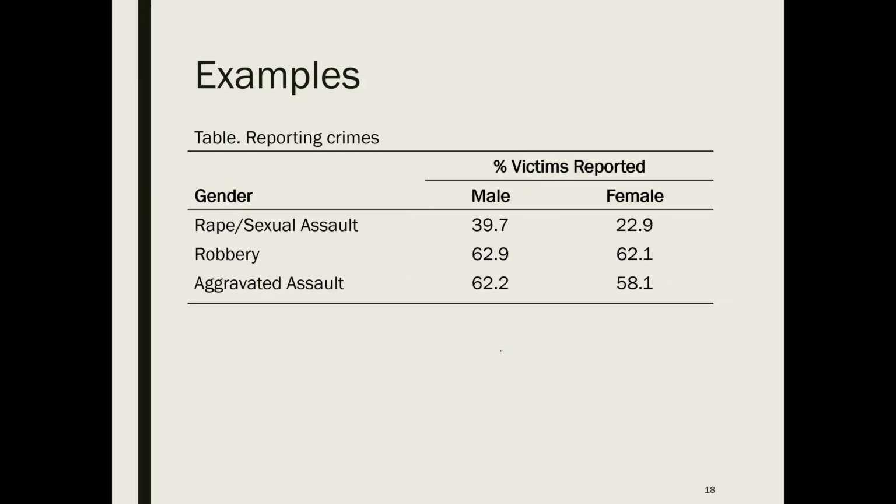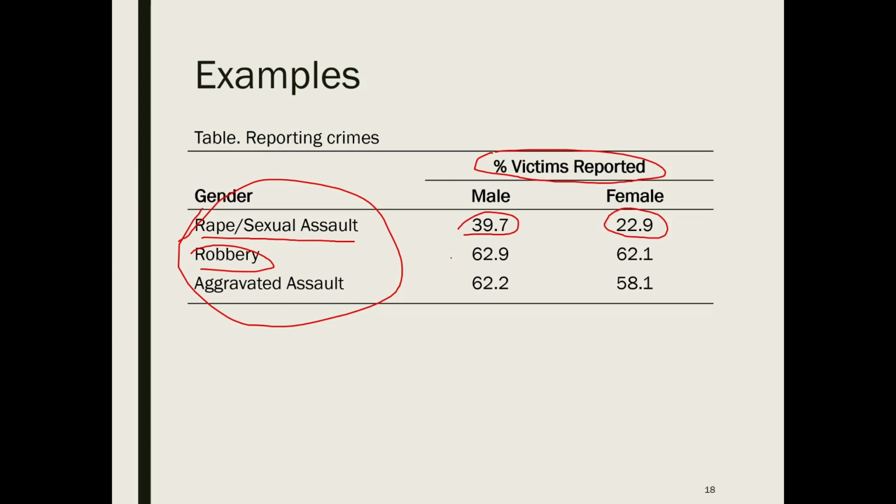Okay. So in this second table, you can see it's about reporting crimes, the percentage of victims who report, based on male, female, and the type of crime, right? So for rape and sexual assault, about 40% of male victims choose to report. For female victims, only 23% choose to report. For robberies, about 63% of male victims will report to the police, and similar to the males, about 62%, 60% of female victims will report the crime to the police.